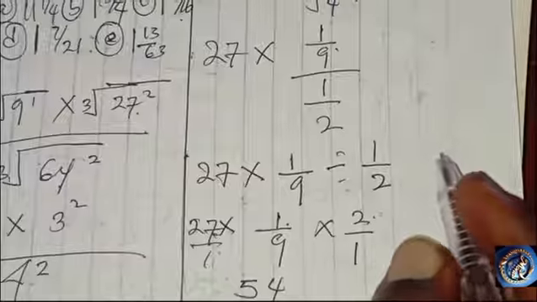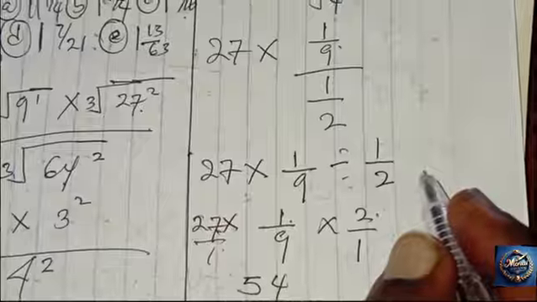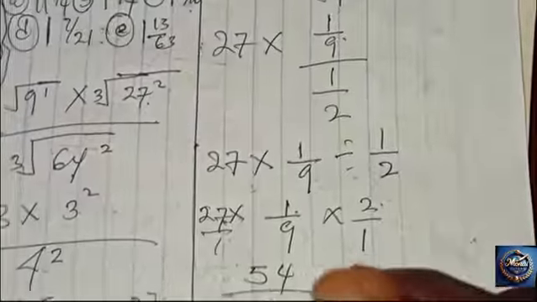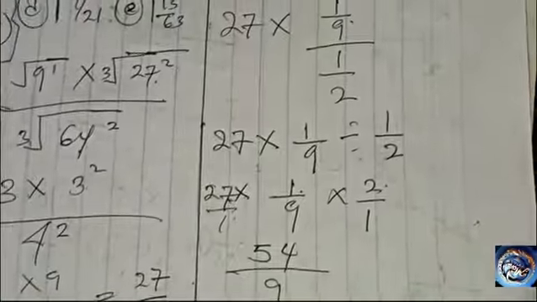So how many 9 can I find in 54? That is 6.